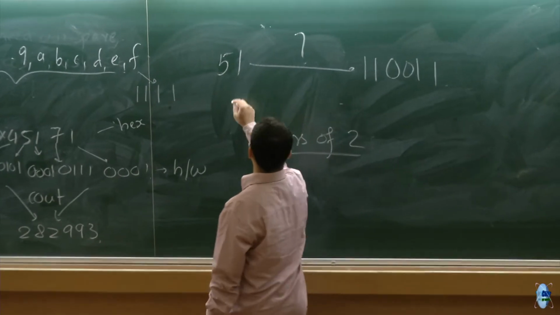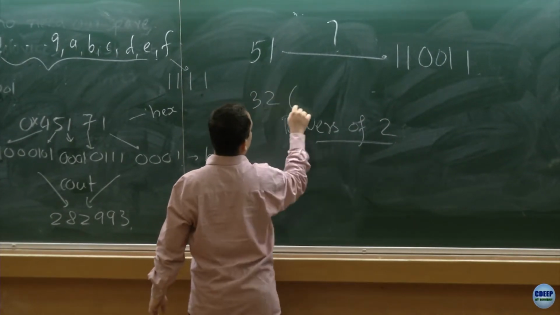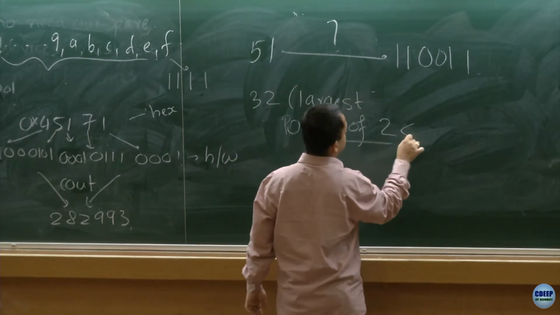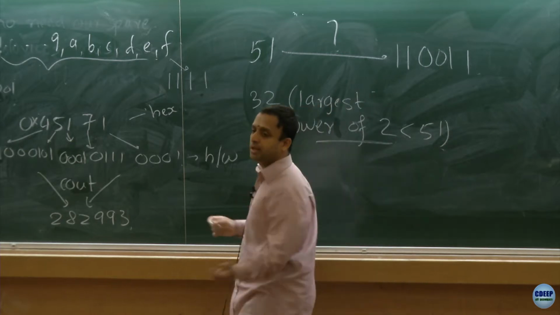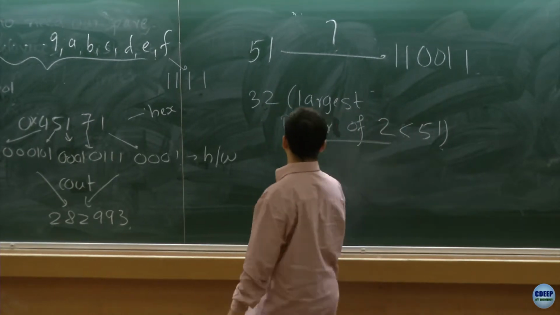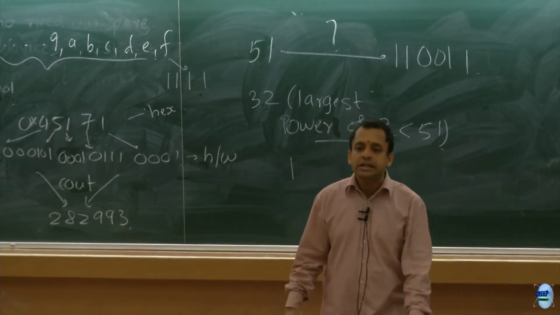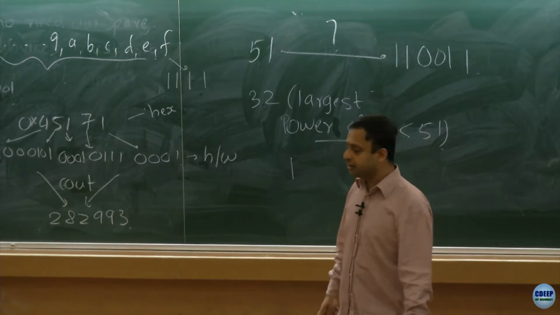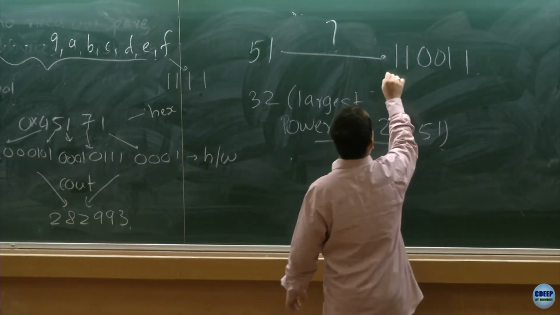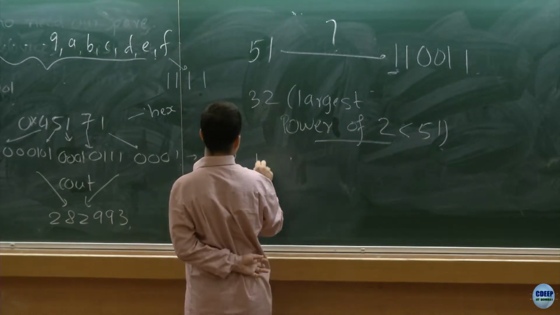So the largest power of 2 less than 51 is 32. Divide it, look at the quotient. Then of course what you have to deal with is a remainder. So the quotient will give you this 1. Then the remainder will be what? 19.